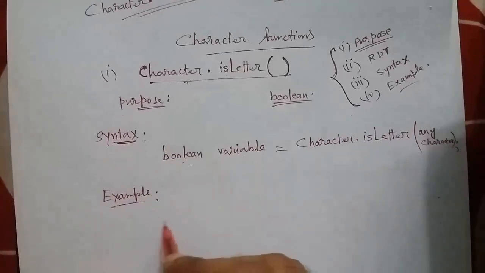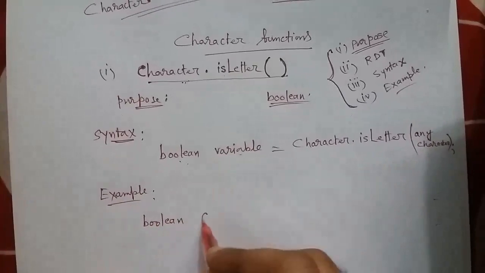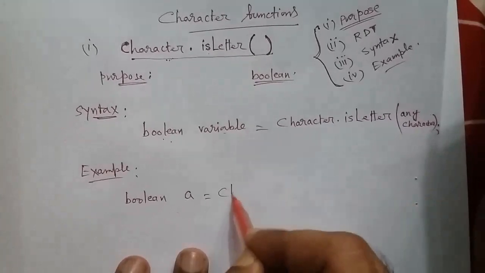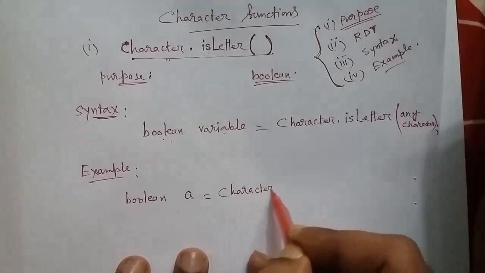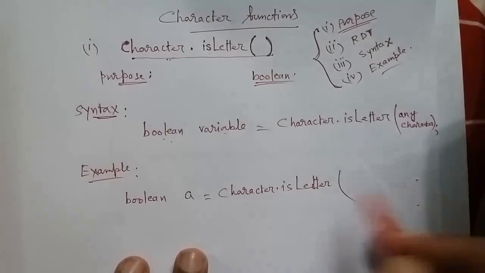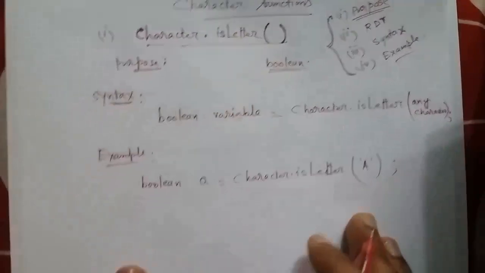So suppose I am writing Boolean, take a variable, suppose a. So Boolean a equals to Character.isLetter. Inside the parenthesis, if I write capital A, then semicolon, then what will happen?